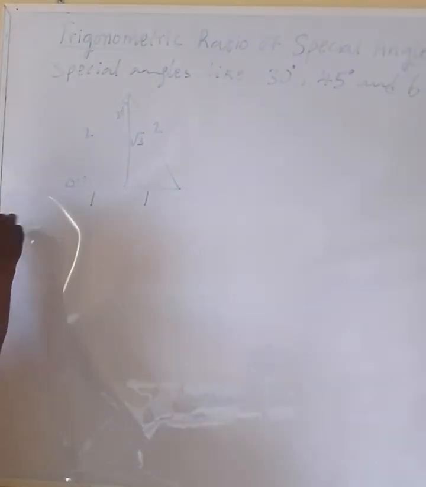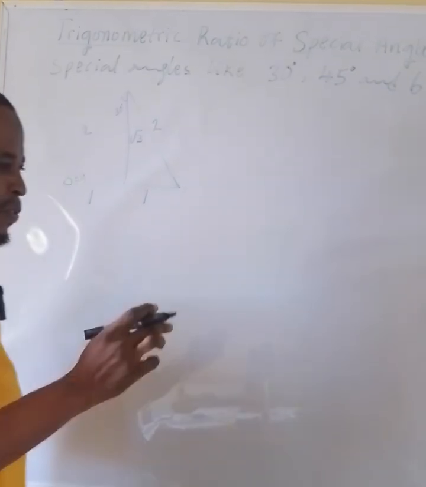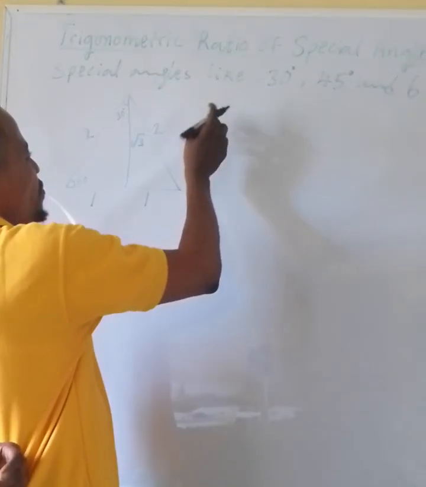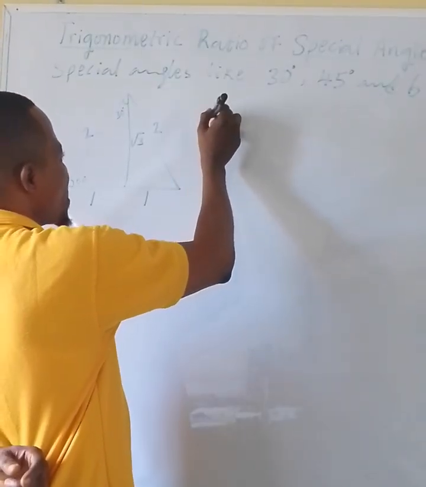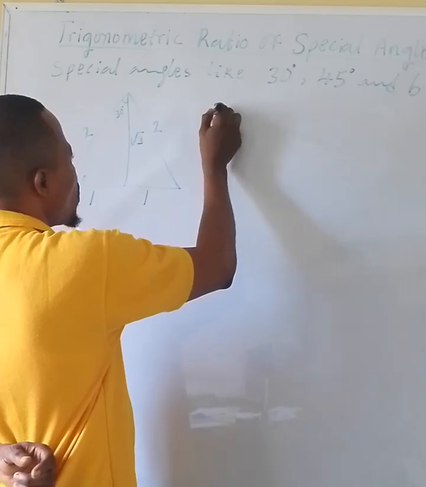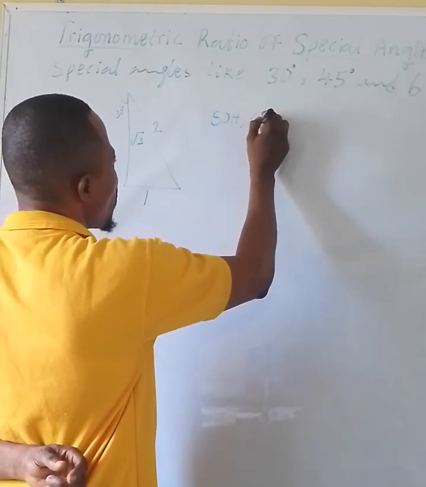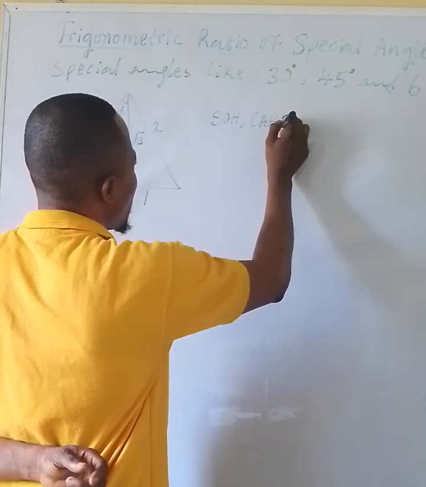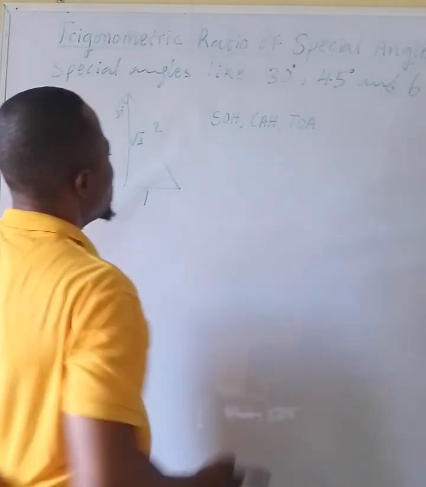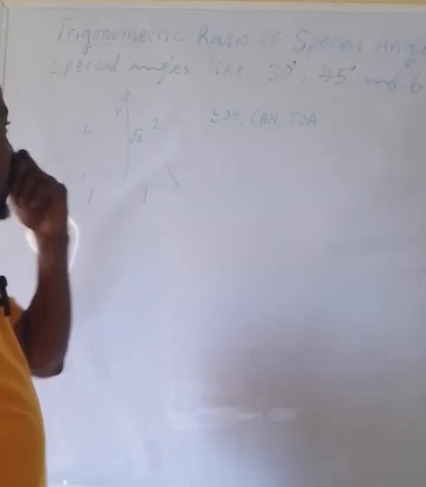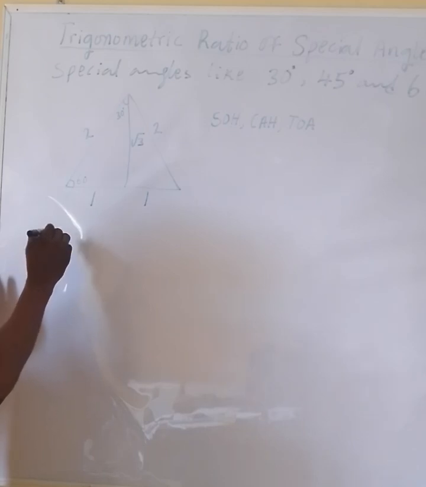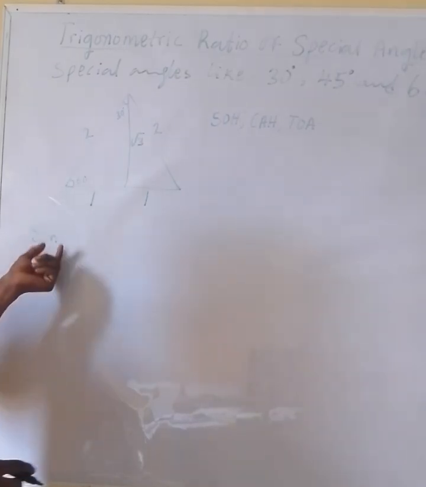Once you have it like this, there are so many things they can ask you to find. They can ask you to find sine, cosine, and tangent. There is one formula we normally give students to master. There is what we call SOH, CAH, and TOA, which tells you the ratio for whatever they ask you to find.